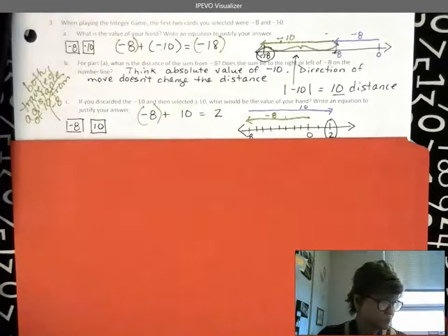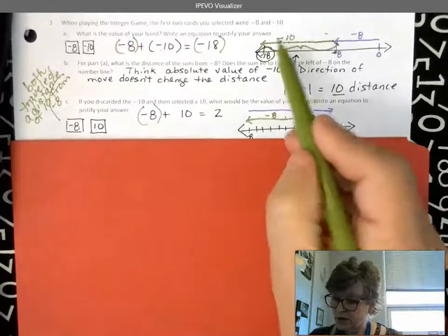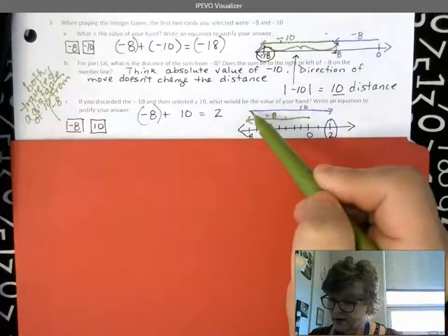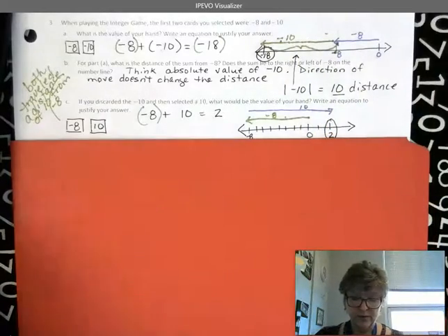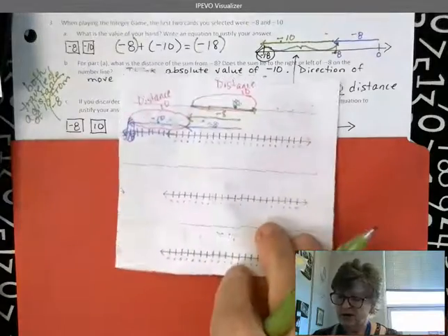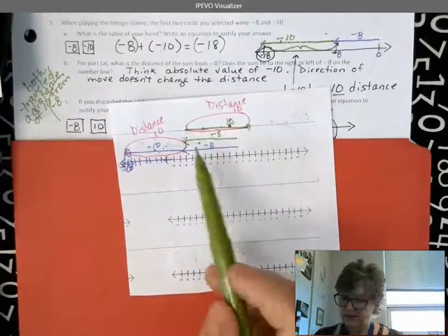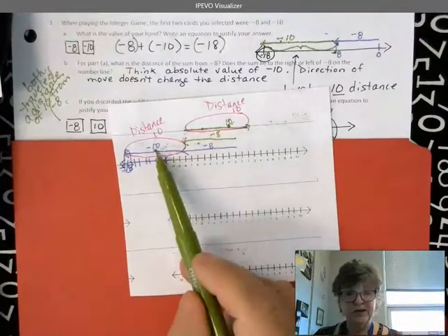And you can notice that from the distance here and the distance here being 10, or I actually showed it on here. These two distances would be equal.